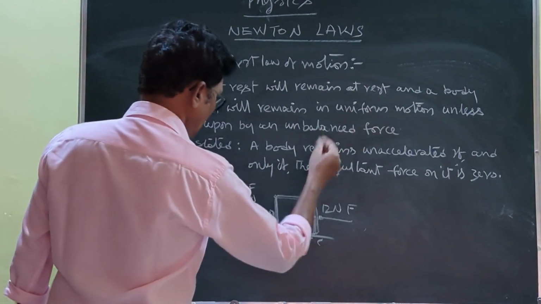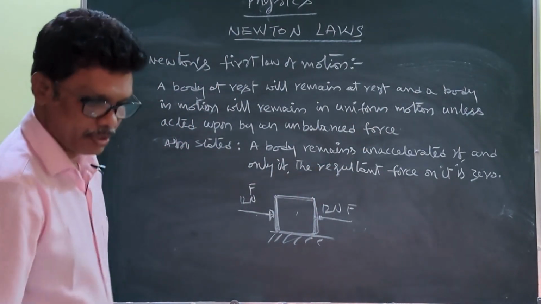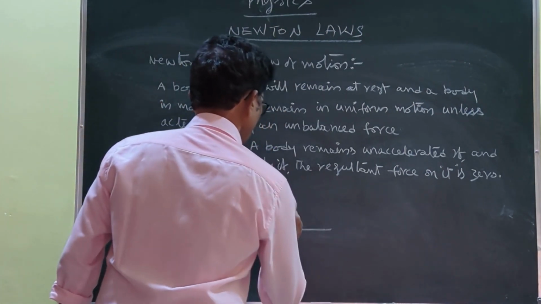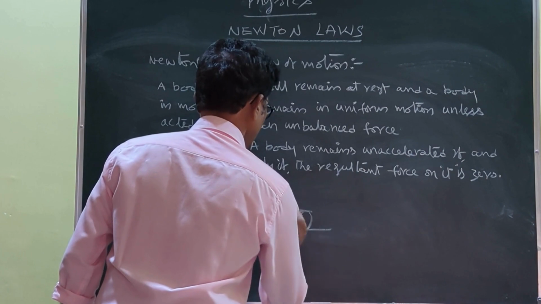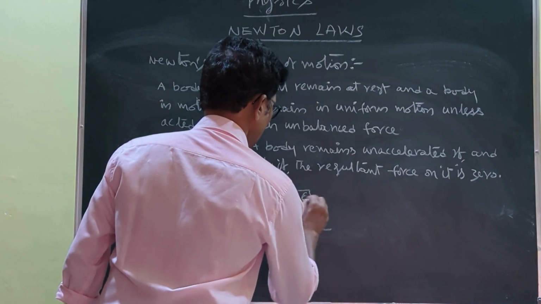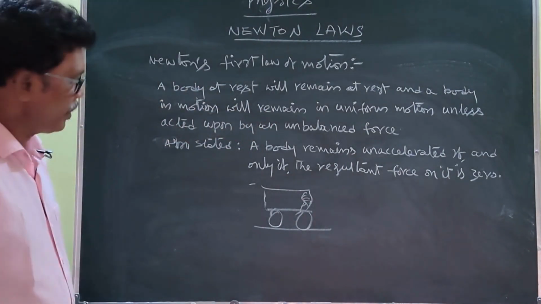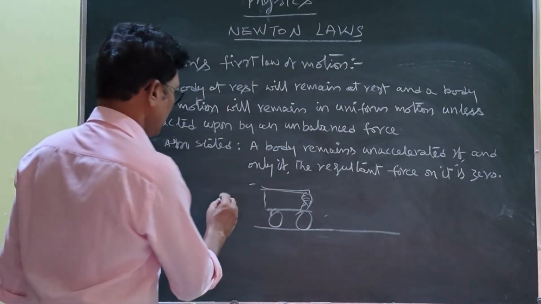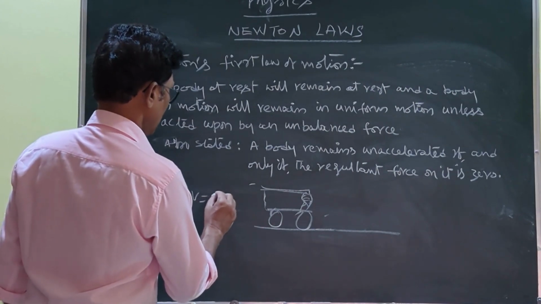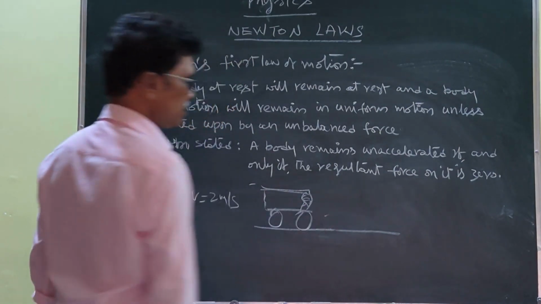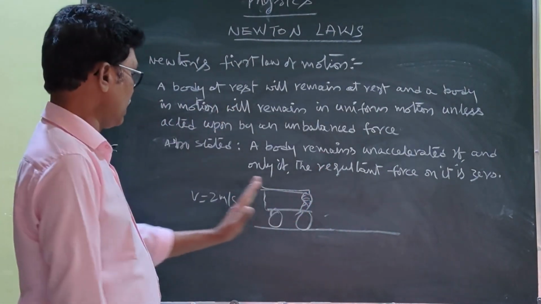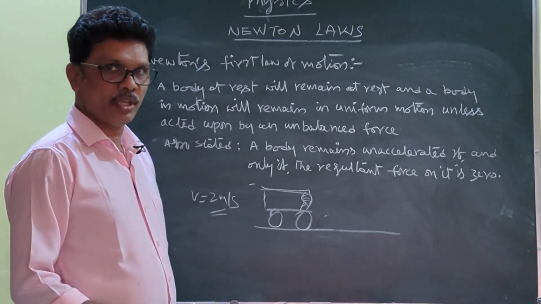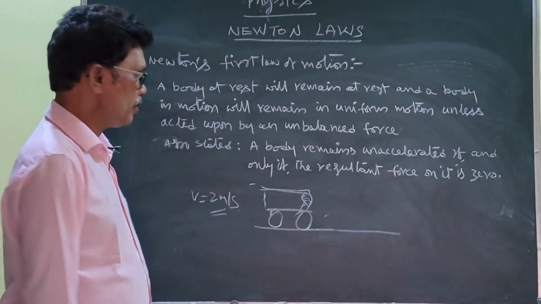In uniform motion, another condition: suppose there is an object or some vehicle moving with uniform acceleration on the road, with the same velocity. Let us say v is equal to 2 meters per second. It is moving with 2 meters per second velocity, with no change with respect to time. That means no change in the acceleration. The acceleration is the same, uniform.